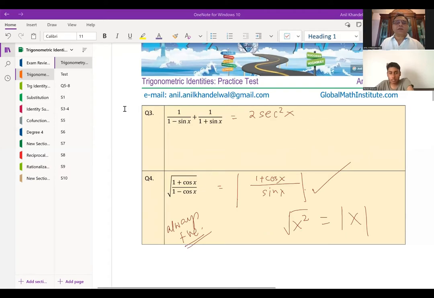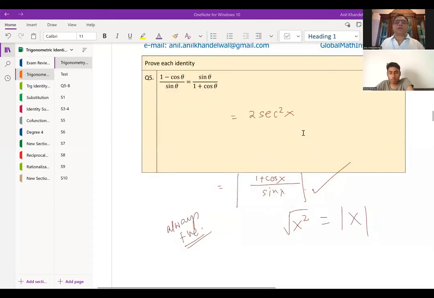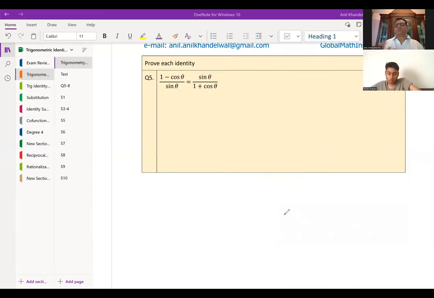So let me move on to the next page, the next set of questions, and now we are looking into identities as such. What we did was learn how to simplify one side to get the other side, right? Yes, sir. Now, question number 5 is an identity. You need to prove this identity: 1 minus cos theta over sine theta equals sine theta over 1 plus cos theta. How will you do it? Tell me.